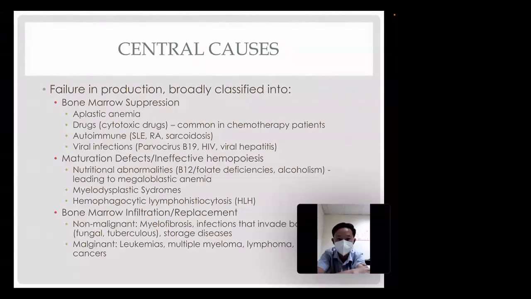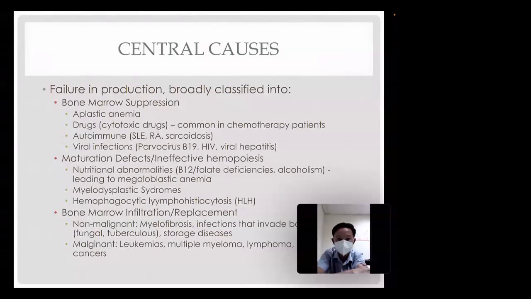So the second category in central causes will be the maturation defects or ineffective hemopoiesis, which means there is not enough fuel to produce all the three cell lines. This can be caused by nutritional abnormalities, where there are deficiencies in your B12 and folate. So this can cause a reduction in all cell lines because the production itself is inhibited. Other causes include myelodysplastic syndromes and also HLH.